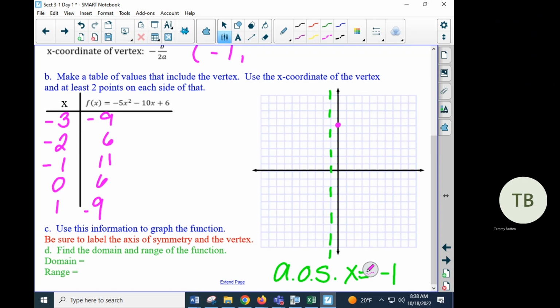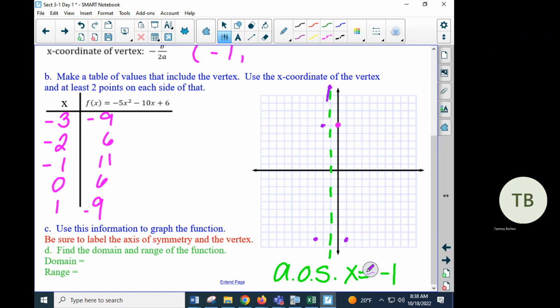Okay, so let's plot those points. -3 is at -9. -2 is at +6. -1 is at 11, and that's going to go off the graph just one square. So instead of changing our values, let's just estimate where 11 would be up there. We already have the point for where it crosses the y-axis, the y-intercept. And then at 1, we're down to -9 again, okay?